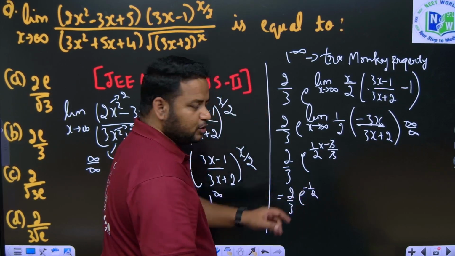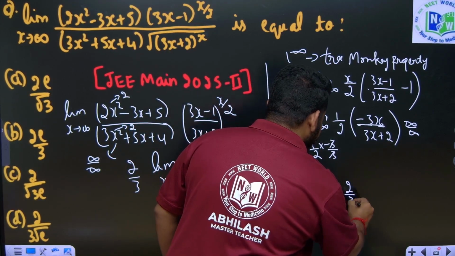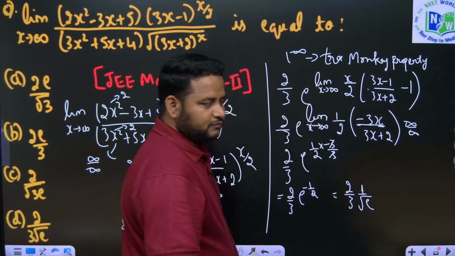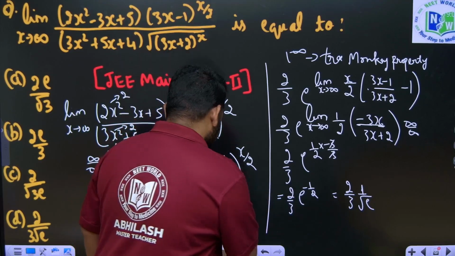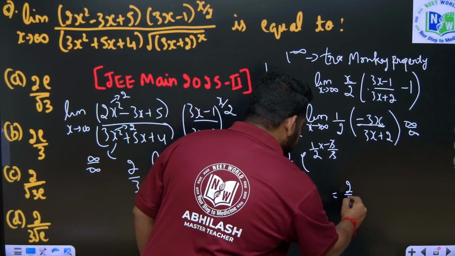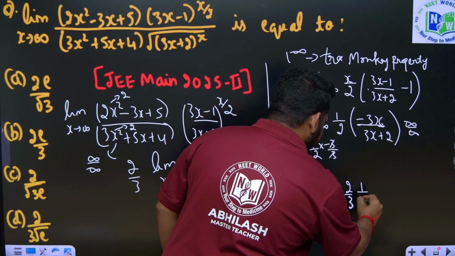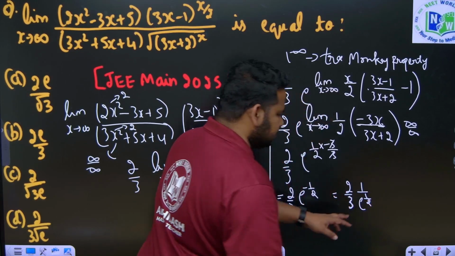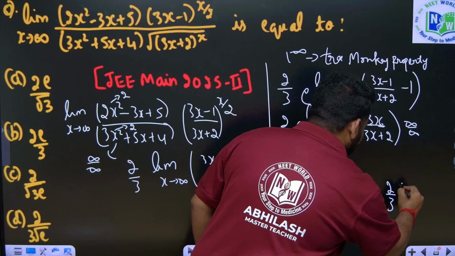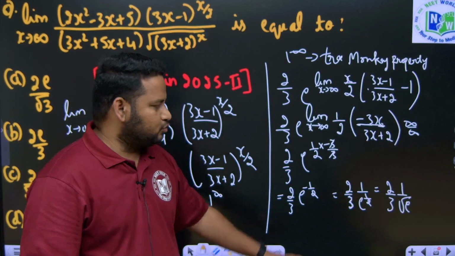2 by 3 into e power minus 1 by 2, that is nothing but what, friends? That is nothing but 2 by 3 into 1 by root e. Or one more step I can write, this is nothing but 1 by e power 1 by 2. If I bring this down, it will become positive, that is nothing but 2 by 3 into 1 by root e. E power 1 by 2 is nothing but root e. 2 by 3 root e.